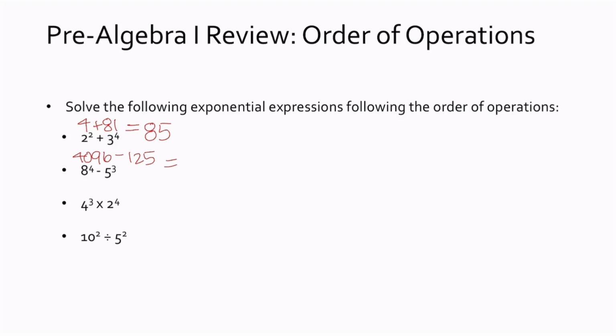So we are ending up with 3,971. 4 to the 3rd is 64 times 2 to the 4th is 16. So we're going to get 1,024. 10 squared is 100, divided by 5 squared is 25. So we get 4.